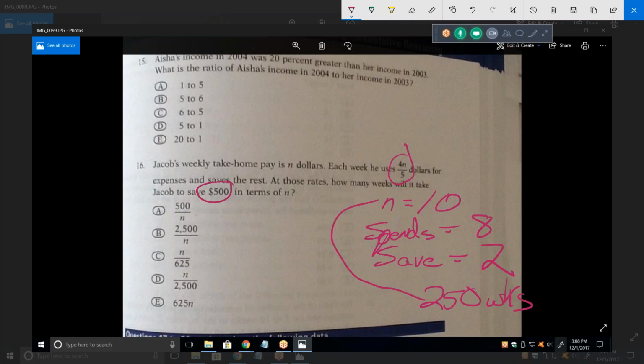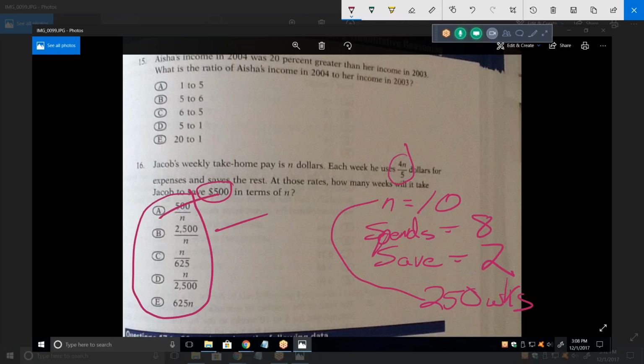Okay. Now, so all we have to do is go through each of these questions, substituting 10 for n, until we come up with the answer 250. Okay. Does A work? No. Does B work? Yes. Okay. With this method, you kind of have to check all of them, because sometimes you can get 2 answers that work. Then you got to go back and pick a different n.